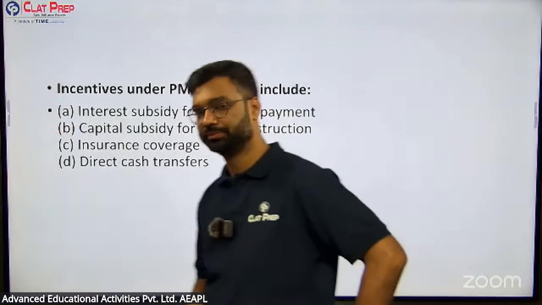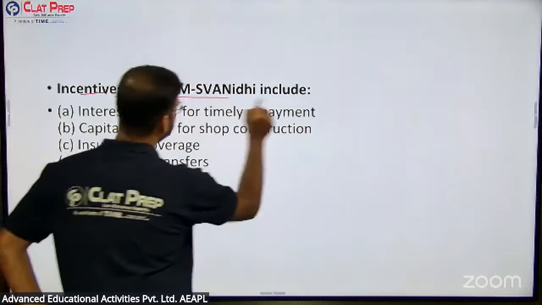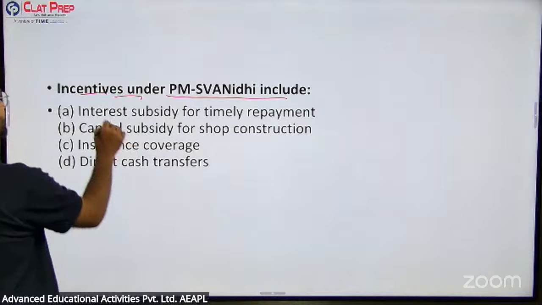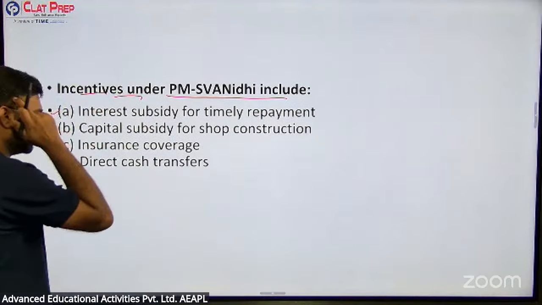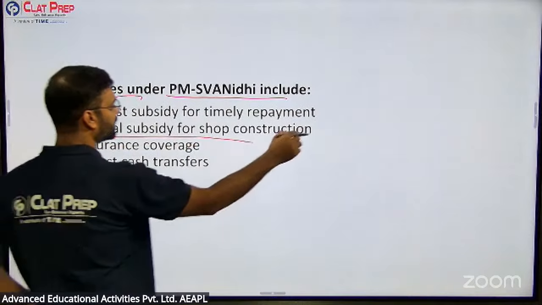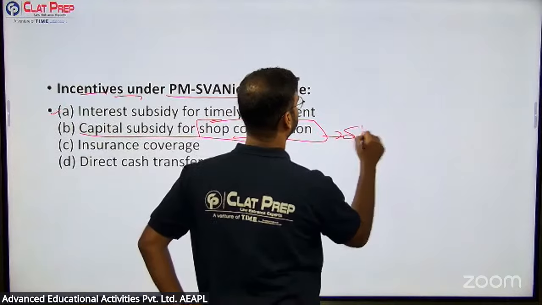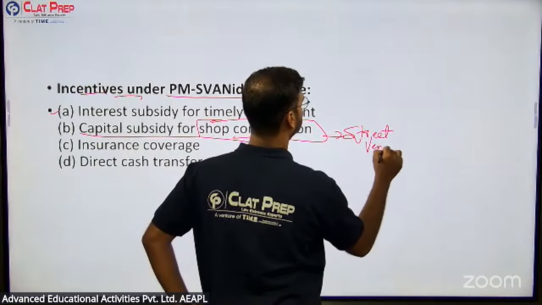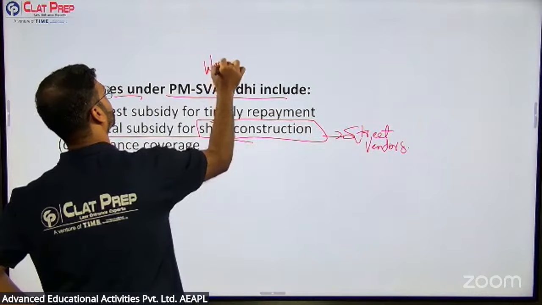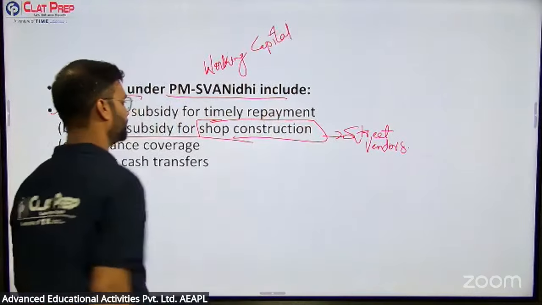Okay, next question. Incentives under the PM Swanidhi include. What are the incentives that are given under the PM Swanidhi? Now, option A says interest subsidy for timely repayment. Yes, this is one of the incentives. Capital subsidy for shop construction. No, not for shop construction. As I already said, this is only for street vendors, not for shop owners. The idea is to provide working capital to the street vendors.